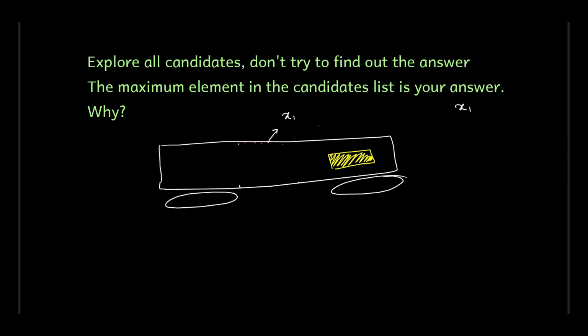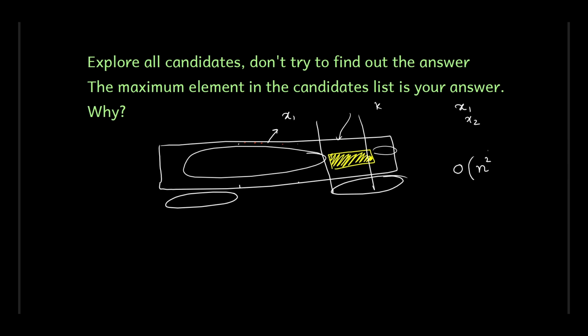So then you will ask the question, can this yellow block be a candidate? If the left hand side and the right hand side and this block can create k blocks, then yes, it can be a candidate. If it is a candidate, you write down x2 over here. So this means that you will have a maximum of total of O of n square candidates, because there can be O of n square subarrays.